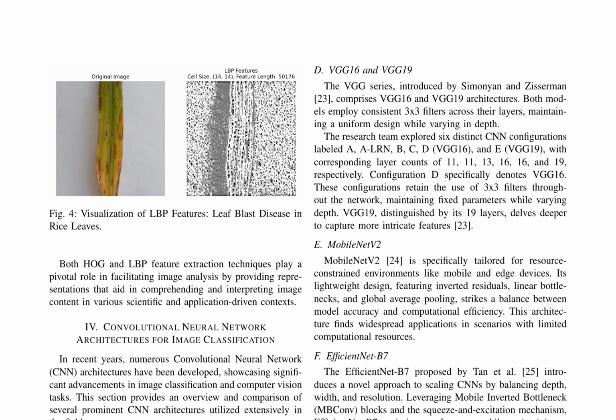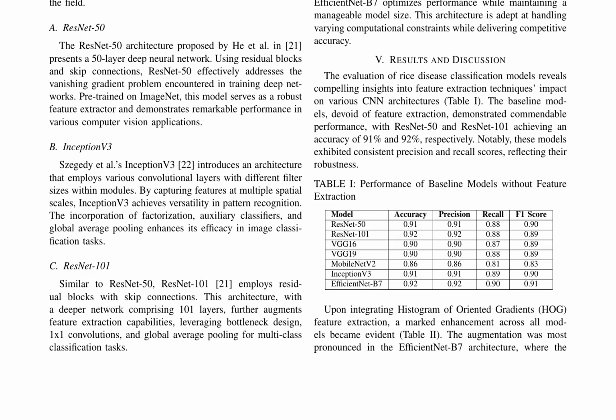CNN efficacy in rice disease classification tasks. This comparative analysis demonstrates that the judicious selection of CNN architectures and feature extraction techniques can optimize image classification performance in the context of rice disease identification. Furthermore, this investigation showcases the capacity of deep learning to advance crop health monitoring and disease management.